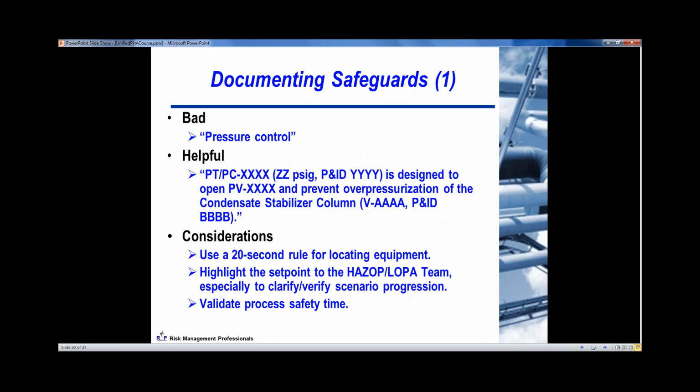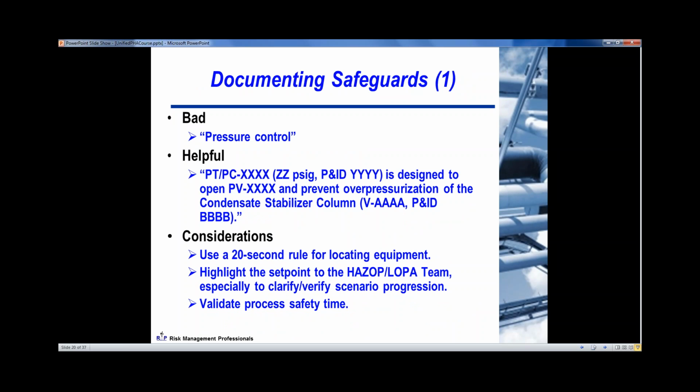Let's talk about safeguards. "Pressure control" is not a really good way to document a safeguard. You want to link it back to the controller or transmitter that's doing something and state specifically what it's doing. In this little example, we're starting with PT or pressure controller. The XXX is obviously the control loop number here.